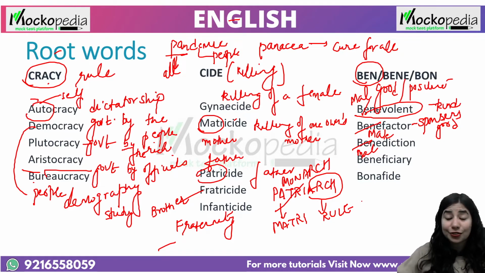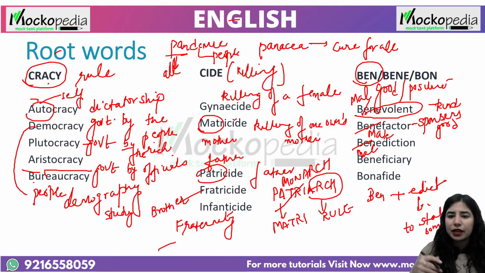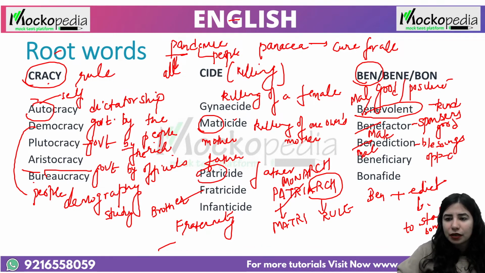Now let's first try ben. So ben stands for good, and edict is to state something. So when we say benediction, if you're speaking good for somebody, it becomes what? It becomes a blessing. And malediction would become what? A curse. So blessing, and the opposite would be curse, which would be malediction.